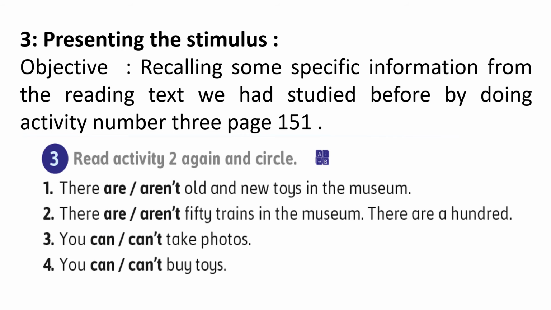Presenting the stimulus, recalling some specific information from the reading text we had studied before by doing activity number 3, page 135. Read activity 2. There are or there are not old and new toys in the museum. Number 2, there are or there aren't 50 trains in the museum. There are 100. Number 3, you can or can't take photos. Number 4, you can or can't buy toys.